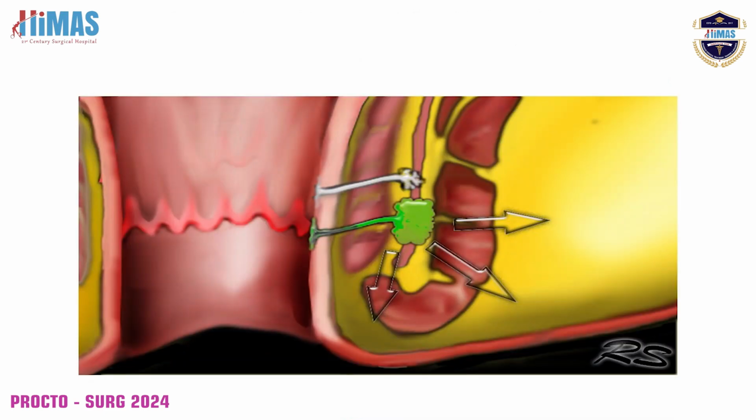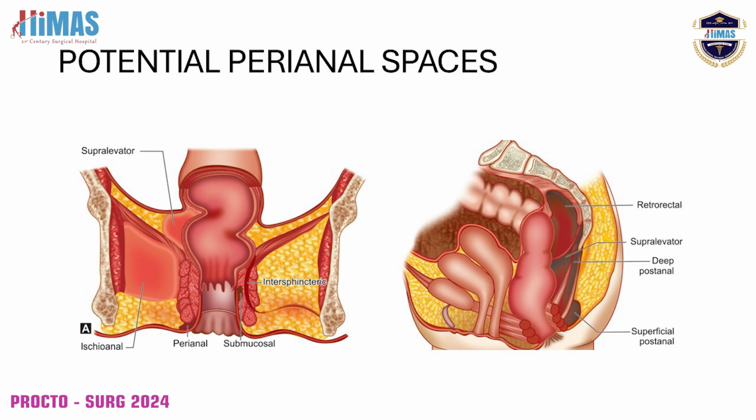When there is an abscess, it may spread in any direction. So we should know thoroughly the different spaces we have. Here, see, this is the intersphincteric space. This is the perianal and ischiorectal, supralevator and retrorectal, supralevator. This is the deep postanal space and the superficial postanal space. In these spaces, the infection can spread.